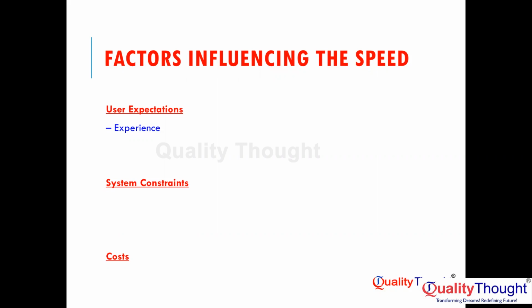Second thing is system constraints, either hardware or software constraints, right? Third thing is cost. These are the three factors influencing your speed. How quickly we are reacting to end user actions depends on three factors. First factor is user expectations. Second factor is system constraint. Third factor is cost. So user expectations, the type of experience the user has.